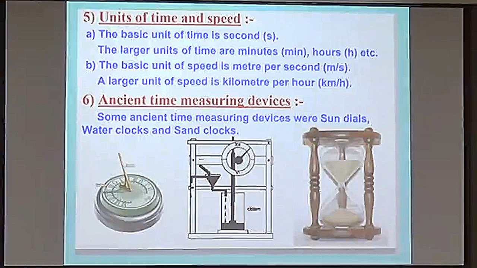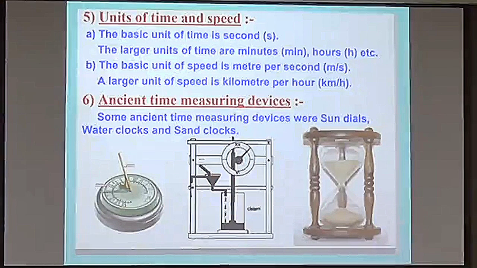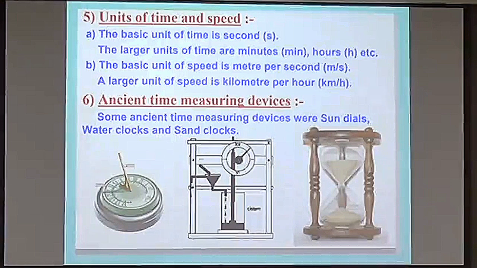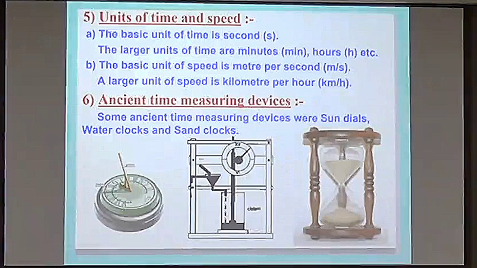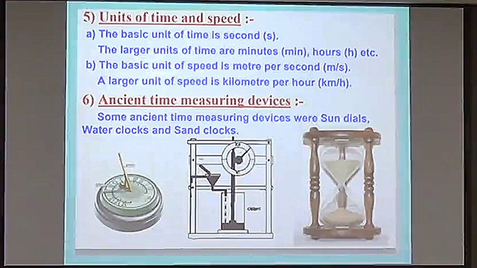Now see, you are able to see these 3 figures on the screen. What are these 3 figures showing? They are showing the ancient devices which were used to measure time. And what are these devices? One is the sundial, second is the sand clock, and third is the water clock. The sequence is: first the sundial, second the water clock, and third the sand clock. When people did not have watches and clocks, they used these methods to find out the time.